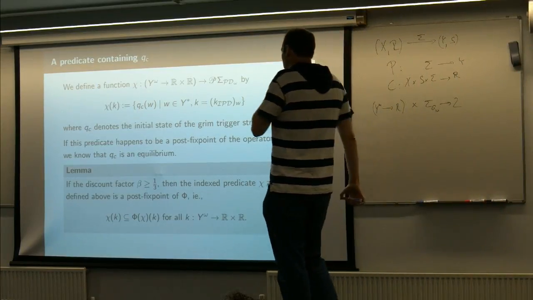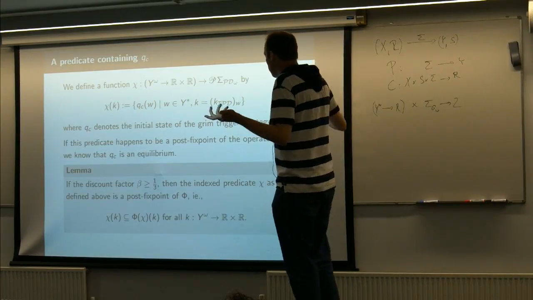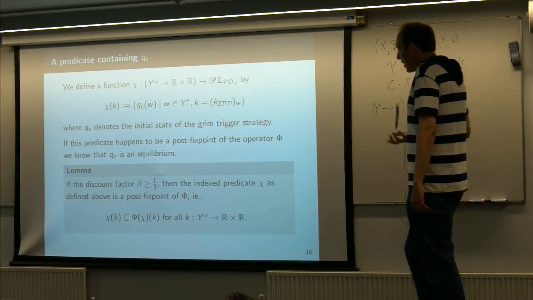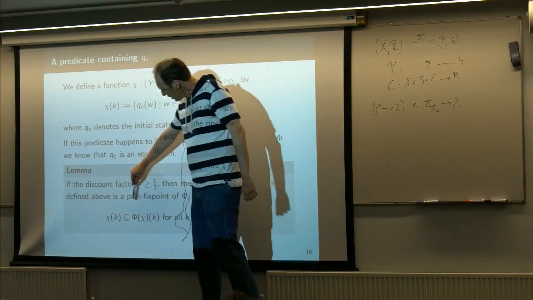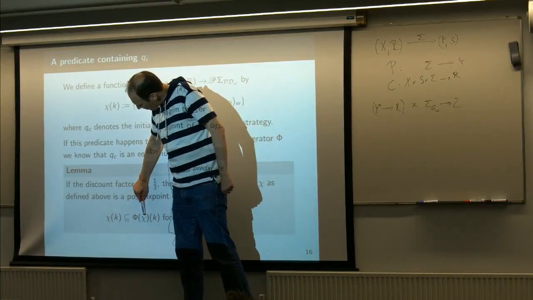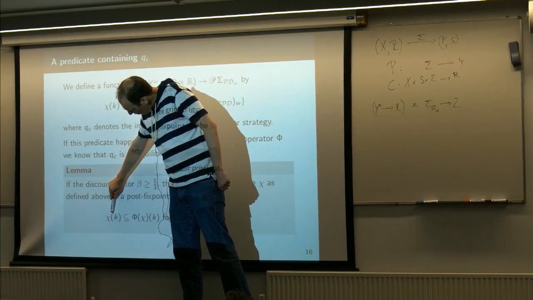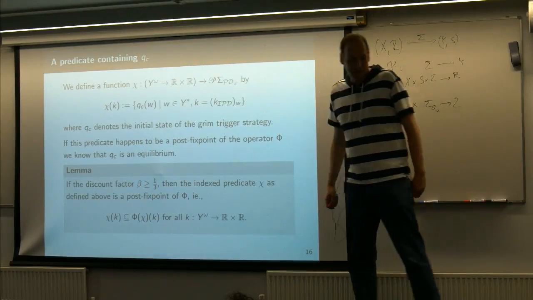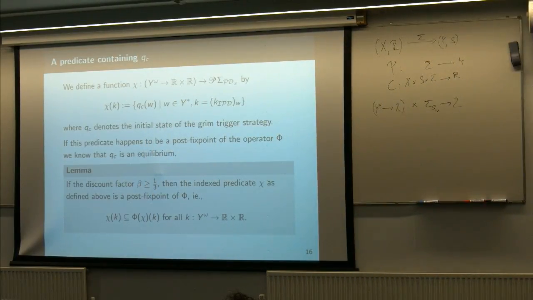And so for this, we show that it's a post-fixed point operator. To show that, technically, we have to show that if we apply phi to this chi, we get that chi of k is a subset of phi applied to chi of k. That's just the definition of what it means. And then we just have to prove this for all the k's. And the lemma we have says that this works basically if beta is bigger or equal than 1/3.